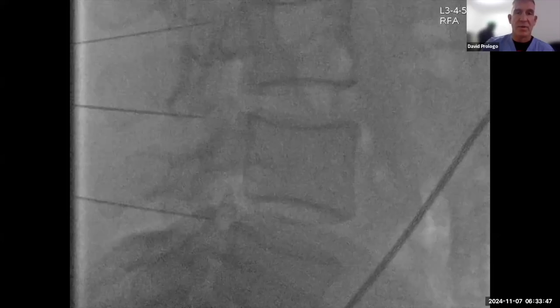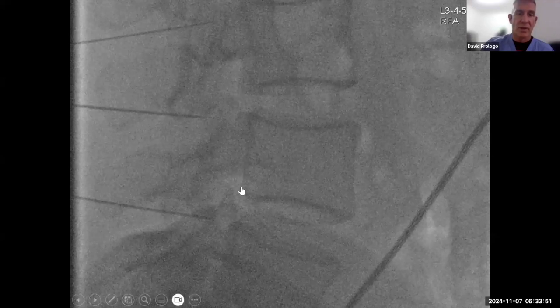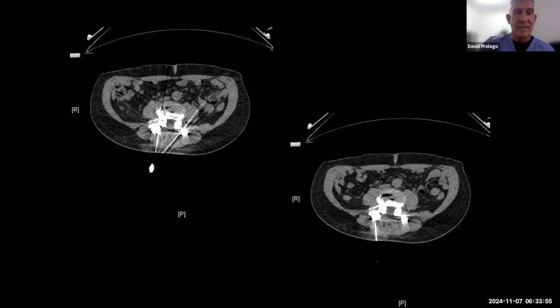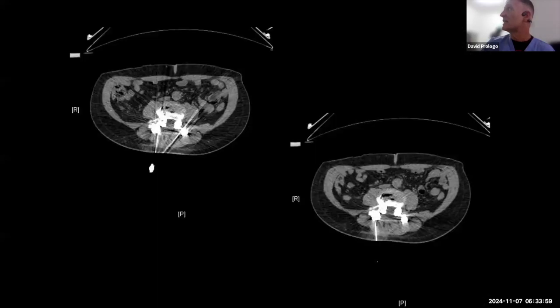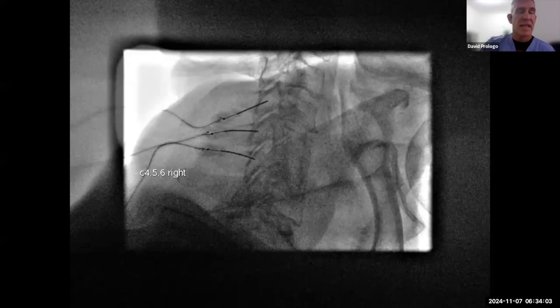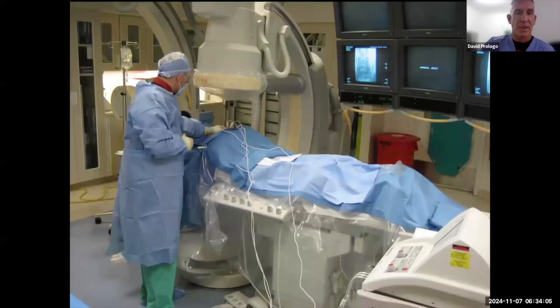Just another example of a lateral close-up in a different patient, neuroforamen, multi-level. We have CT. I'm going to talk about CT in a second, so we don't really need to dwell on these images. Same procedure in the cervical spine.